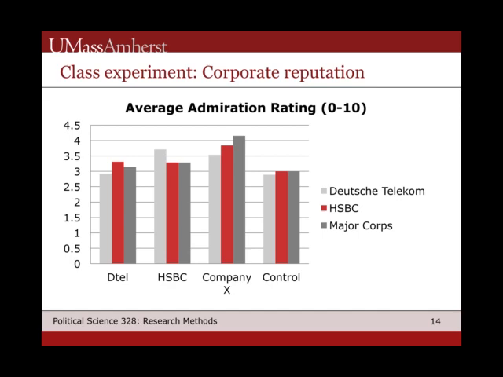Another example that was on the survey here is an admiration ranking, and this is what's called a priming or cueing experiment. There was a list of companies in the response options, and you would either see Deutsche Telekom, HSBC, or major corporations as the first option, and then you would be asked what you think of Deutsche Telekom, HSBC, or Company X, which is some third company, not either of those two. And what we can see is whether or not you're asked first about major corporations, Deutsche Telekom or HSBC actually affects your rating for an unrelated Company X.